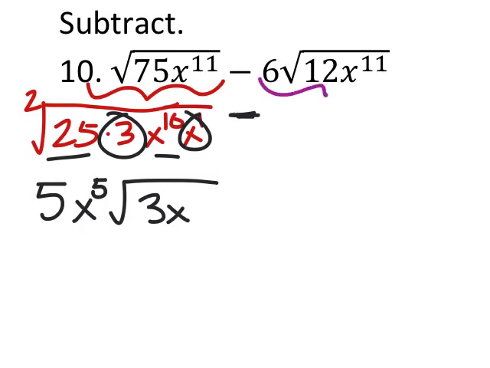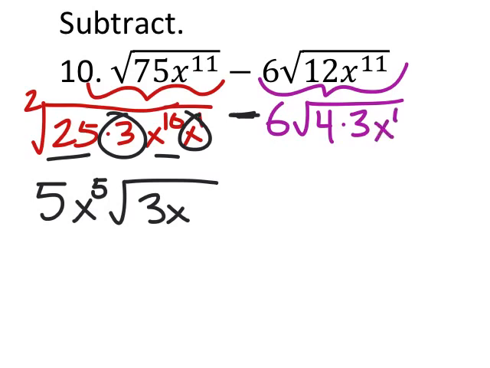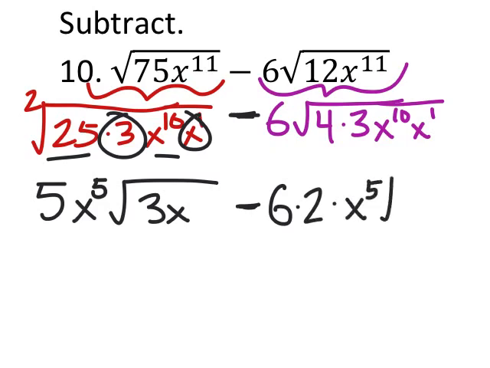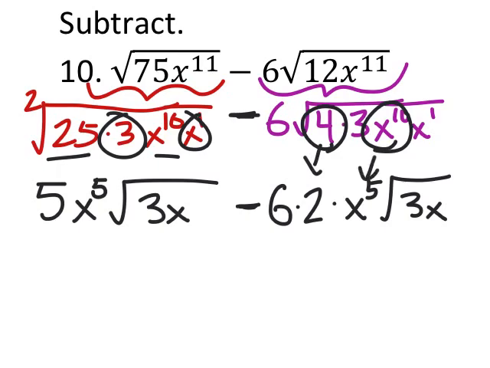Likewise, I'll do the same thing with this term. So we've got this 6 times the square root. One factor of 12 that's a perfect square is 4. So 4 times 3, x to the 10th times x. And this means that we'll subtract from this. I would have a 6 times 2 times x to the 5th times the square root of 3x. So I took the square root of 4, the square root of x to the 10th, and that's where the 2 and the x to the 5th came from.